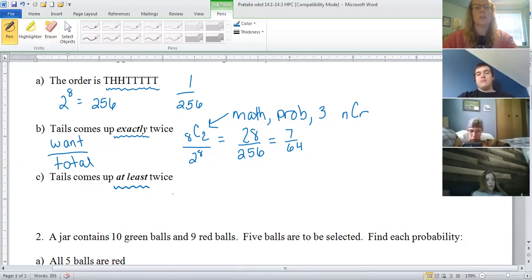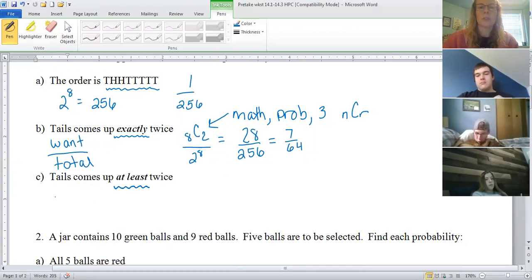So you could do what we did for part B, do 8 choose 2, and then you'd have to do 8 choose 3 and 8 choose 4 and 8 choose 5 and so on all the way up until 8, and then add them all together. Or we can use a little shortcut.